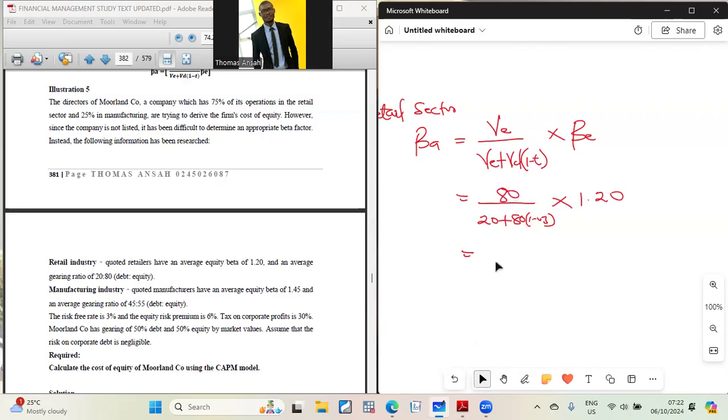Then here should be rather the other way around. So be careful also. 80 plus 20 multiplied by 1 minus T. So that one will make it 0.7. All right. So let me redo it. So I have, is the 20 that is by 0.7. That's 14 plus 80, 94. So 80 over that multiplied by 1.2. My new answer is 1.02. So that is what I have, 1.02. So that is beta A. All right, so that is what I have.